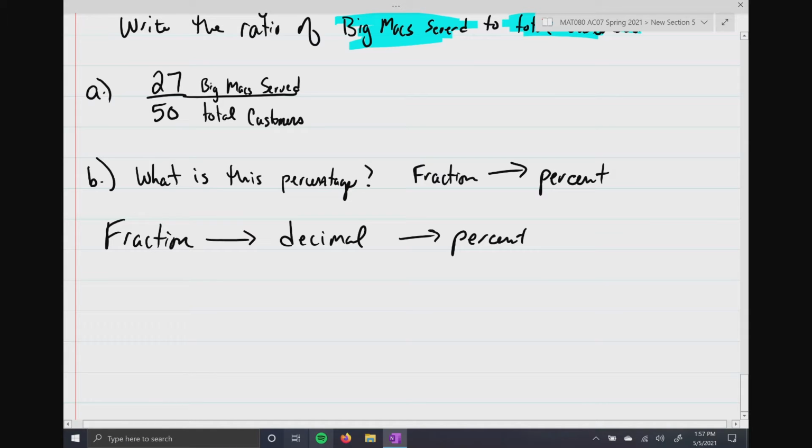So the first thing we need to do, in other words, when you go from a fraction to a percent, you need to go from a fraction into a decimal and then the decimal into the percent. The decimal into the percent is easy. It's going from the fraction to a decimal that makes it difficult.